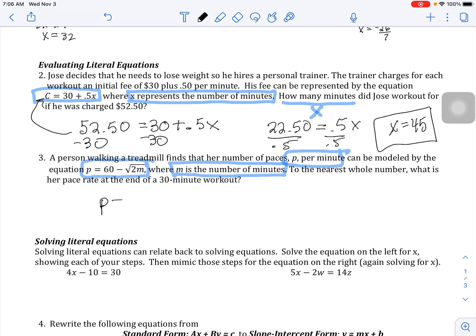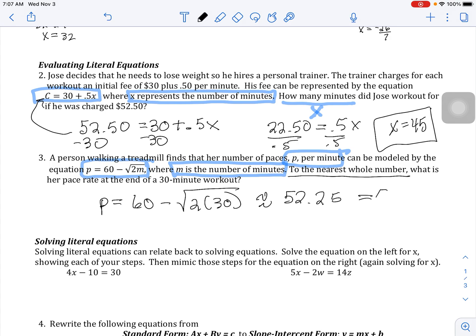Okay, so P equals 60 minus root 2 times 30. So 30 minutes goes in for M. You're going to type that in your calculator. 60 minus the square root of 60. Turns out to be about 52.25. It said to the nearest whole number, so that's 52 paces.